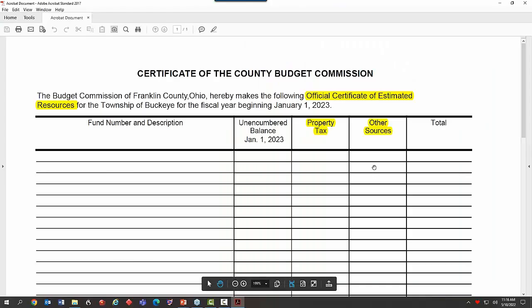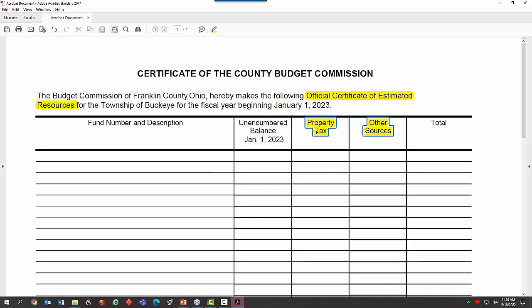Now this is just the blank certificate that UAN software has in the budget module, and usually this is sent with the budget when you file it. All of your funds would be listed in this column on the left, and the unencumbered fund balance, this column, is that number that you guessed at. I think we will end this year with this much money in each fund. So this number is generated by you.